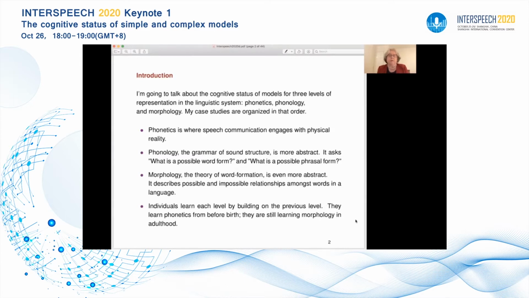Morphology, which is the theory of word formation, is even more abstract. It describes possible and impossible relationships amongst words in a language. And individuals learn each level by building on the previous level. They start learning phonetics even before they're born and make remarkable progress in the first few months after they're born. They're still learning morphology in adulthood.